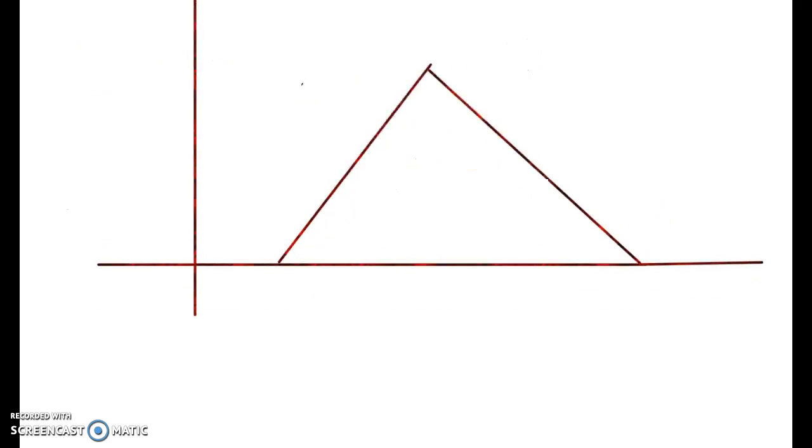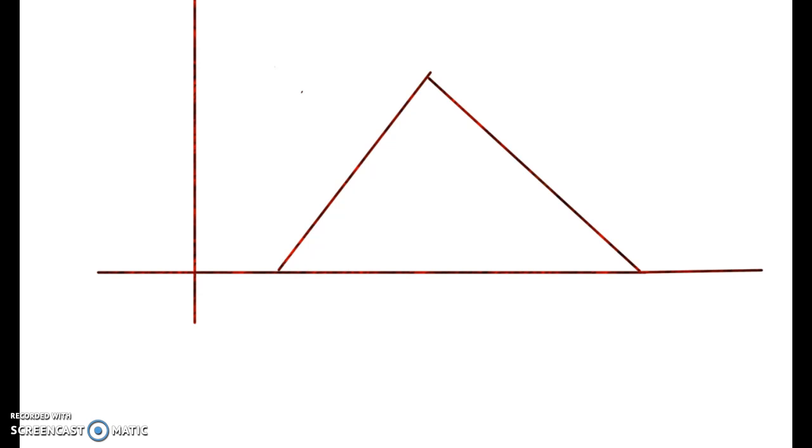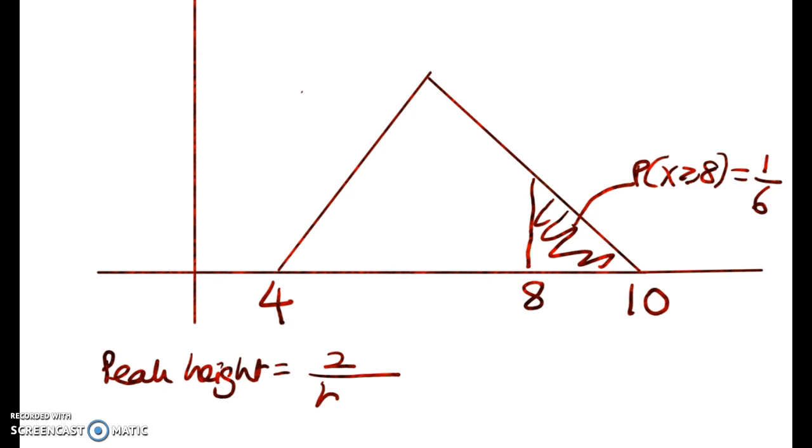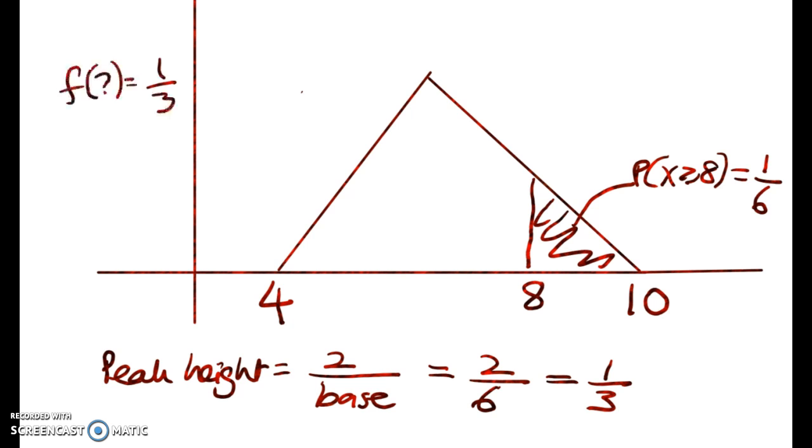We can draw our graph and put our information on as usual, and then go how we usually do, which is to start by finding the peak height. So we've got 4 and 10 here, and we can mark on 8. We know the probability of having greater than 8 is equal to 1/6. Next, we get the peak height, which is 2 over the base. And the base is 6. So it's 2 over 6. I'm going quite fast through this. I'm assuming if you're watching this, you've got a good grip on triangular to start with. So we can pop that on there and we get 1/3, and that's f of something, and we don't know what that something is.